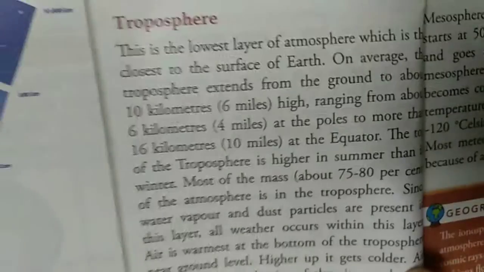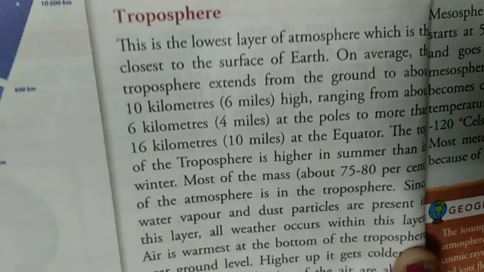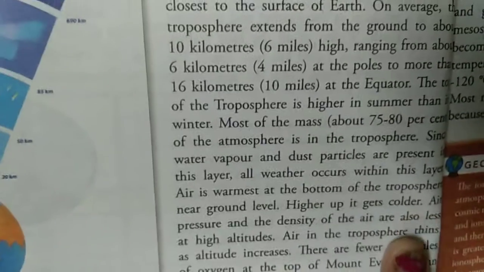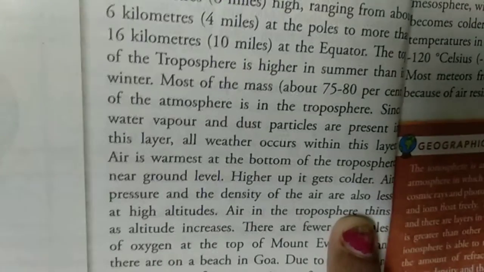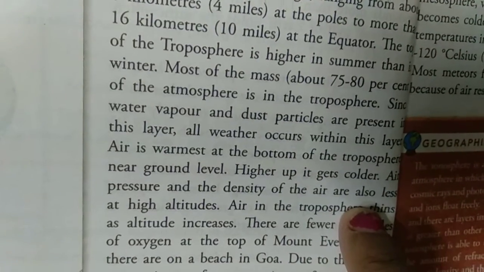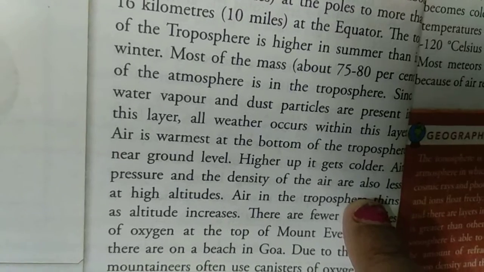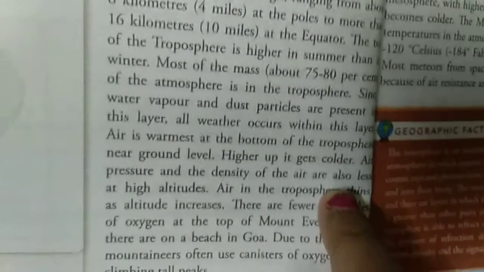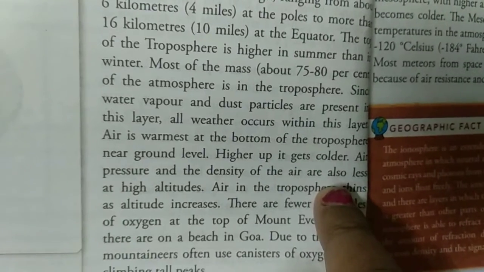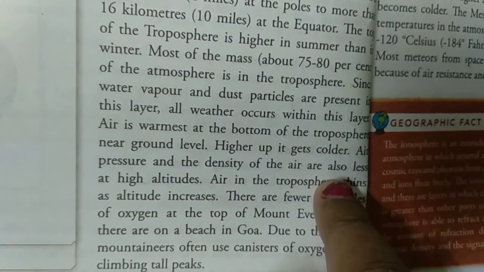Since water vapor and dust particles are present in this layer, all weather occurs within this layer. Here the air is warmest, and the bottom of the troposphere is ground level. Higher up, as the altitude rises, it gets cooler.